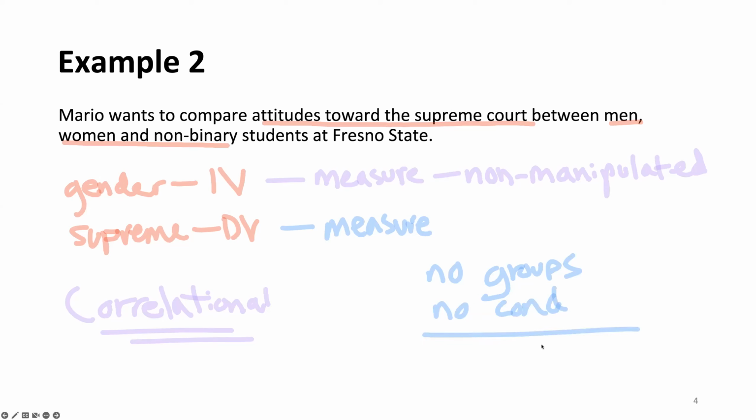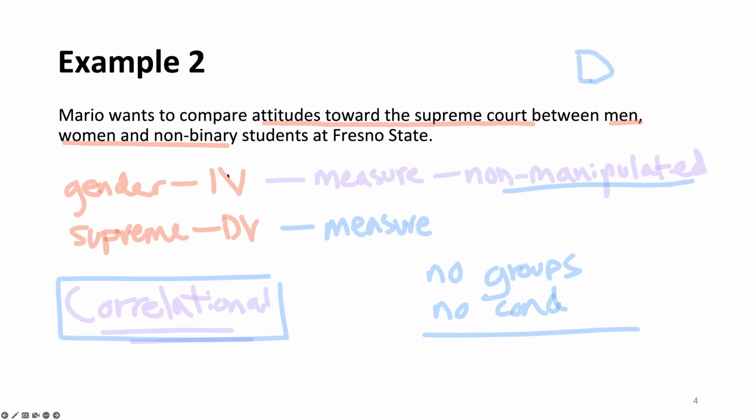So we are not making any attempt to control for extraneous variables, and we're not manipulating. So again, this is our correlational study. And even if this is a D relationship, because we're looking at groups, we have differences between groups, so differences in Supreme Court opinion between men, women, and non-binary students. This is a D relationship. But an R relationship would be the same thing.